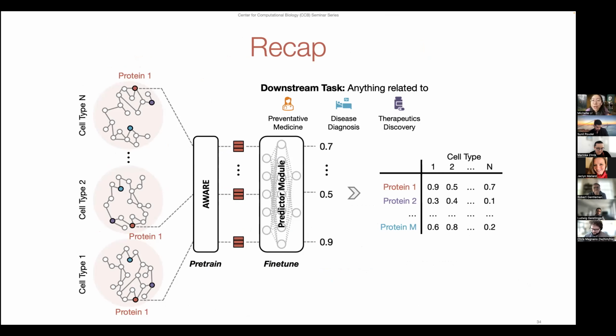So to recap, AWARE trains cell type specific protein representations, and we can fine tune it for a wide range of tasks. I just showed you an example regarding therapeutic potential of proteins, but they can certainly be used for other applications related to preventative medicine, disease diagnosis, therapeutic discovery, you name it.